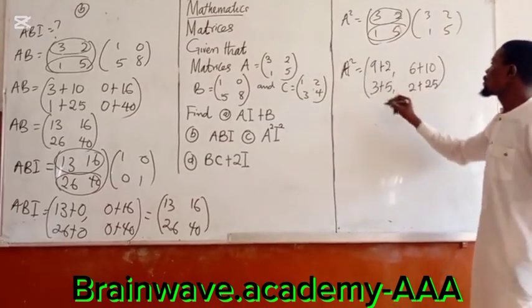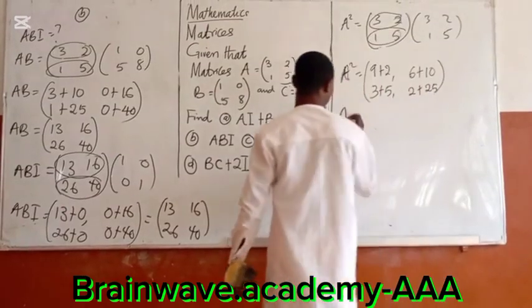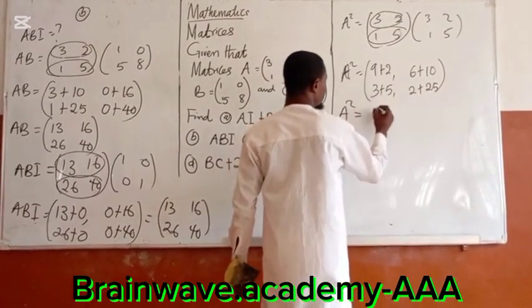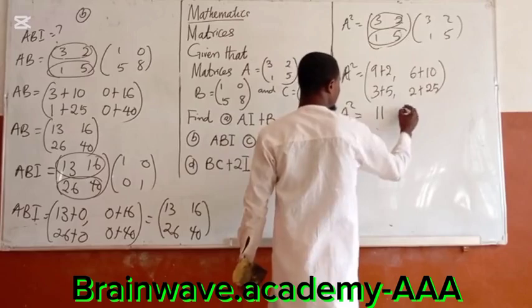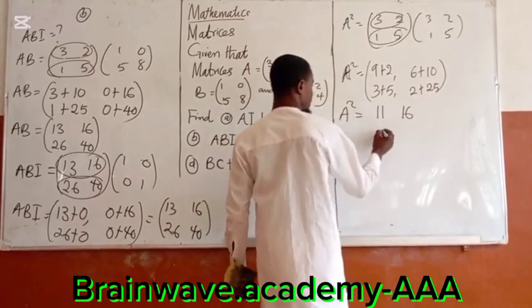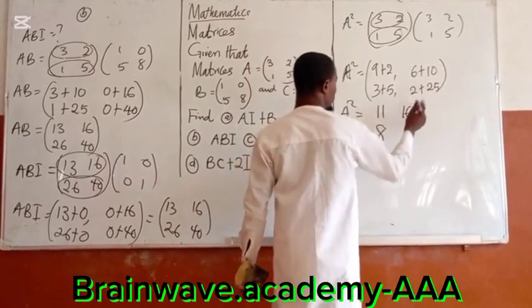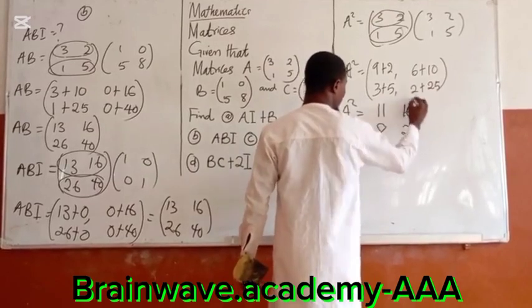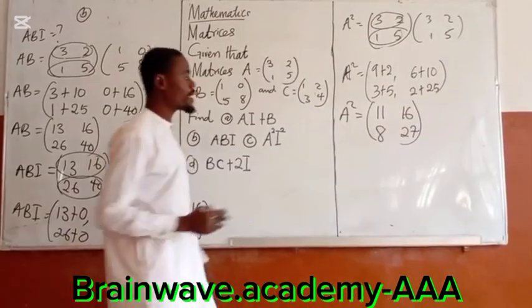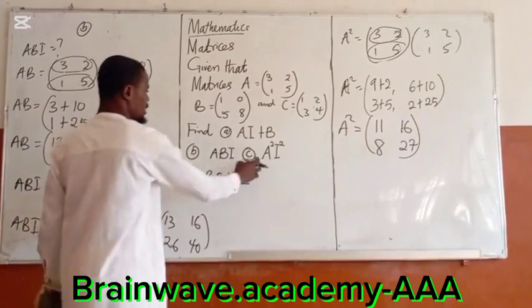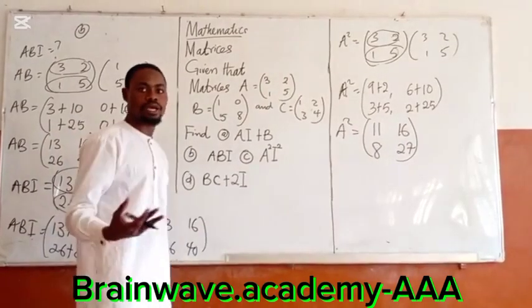So we now have A squared equals 9 plus 2 is 11, 6 plus 10 is 16, 3 plus 5 is 8, 2 plus 25 is 27. This is what I have as A squared. But the question says A squared, I squared. We have to find I squared as well.